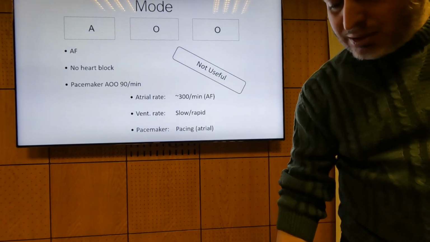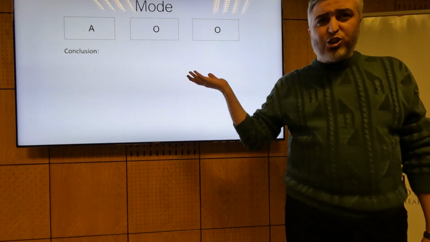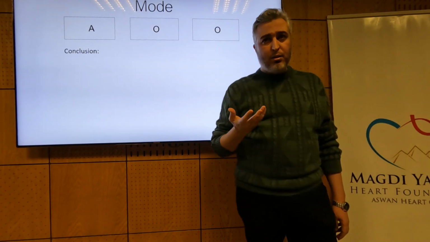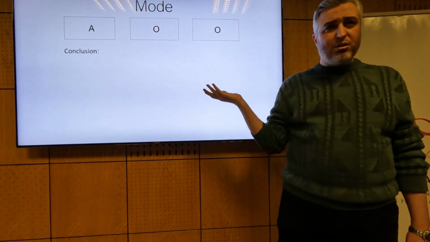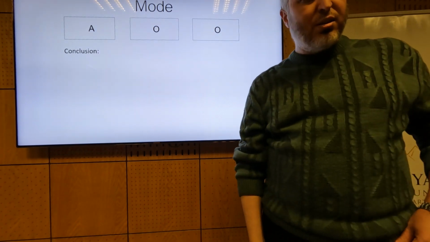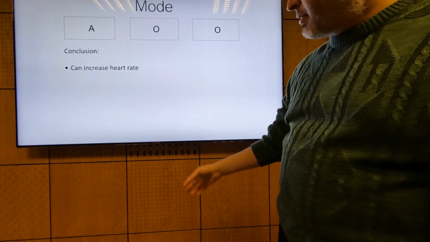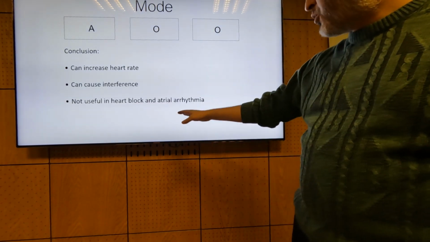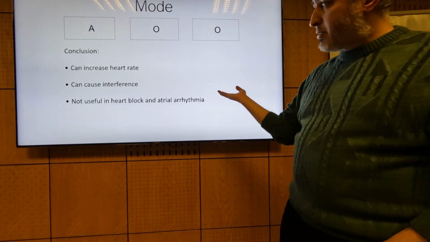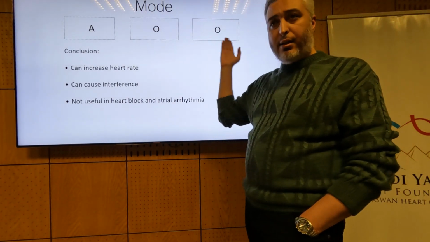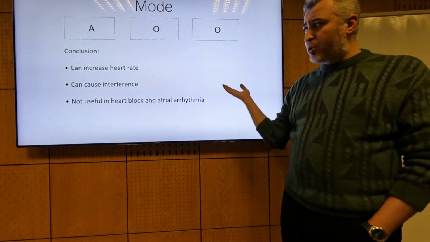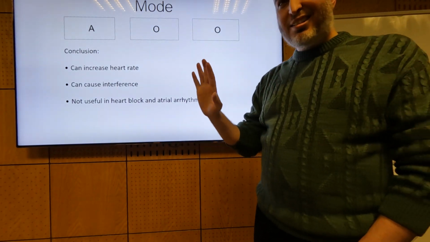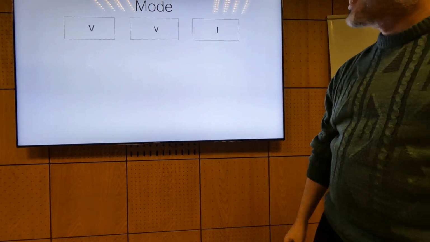So essentially, we're not getting a lot of benefit from AOO mode as compared to the AAI. Why would you have such a mode, which is actually not very useful? Huh? So it can increase heart rate. It can cause interference, and is not useful in heart block and atrial arrhythmia. So it can increase heart rate in a physiological manner like AAI, but otherwise it's either equivalent or worse. Why would you have this? Let's talk about that later.